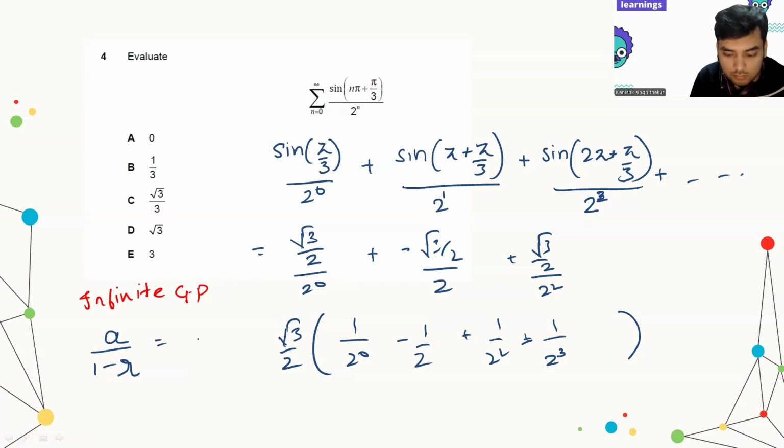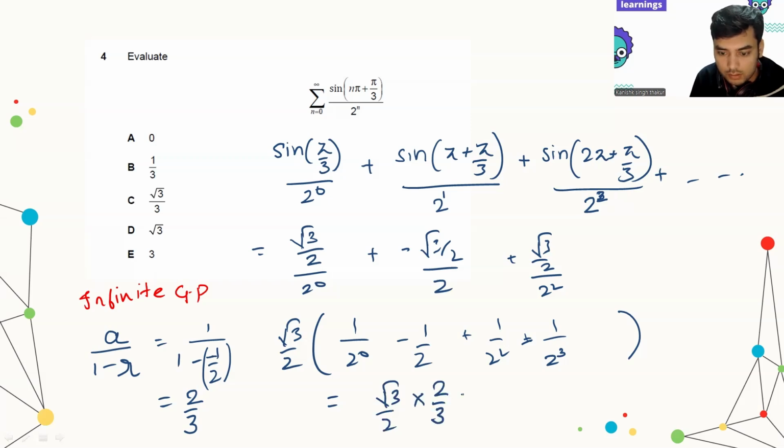Okay, so this is for infinite GP. So a is how much? 1. 1 minus r. r is how much? Minus 1 over 2, right? Okay. So negative 2 is getting multiplied every time, right? If I take the ratio, negative 2 is getting multiplied every time. So this, how much you get? 3 by 2 in them. So this you'll get 2 by 3, isn't it? So what would your answer be? Root 3 over 2 times 2 over 3, which is equal to root 3 over 3, right? Root 3 over 3. So this is your answer, answer C, I think so.